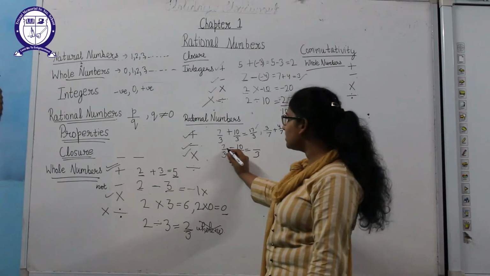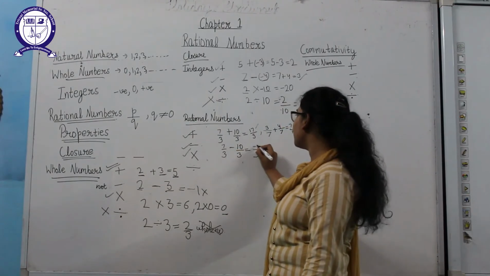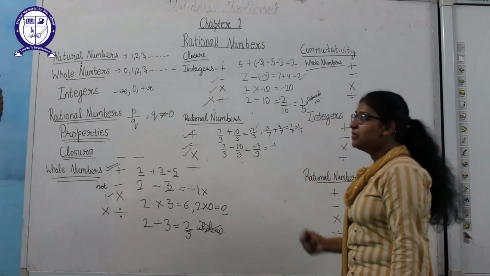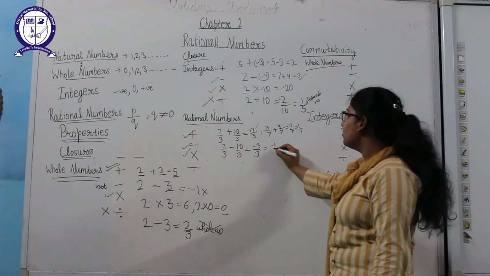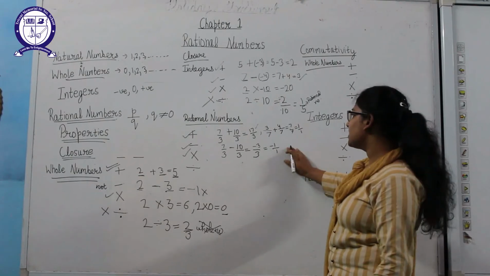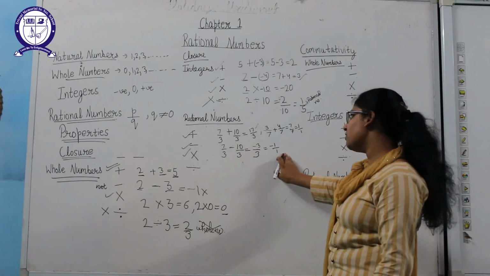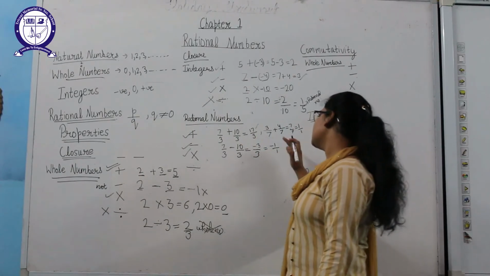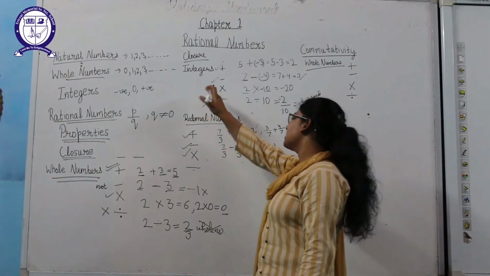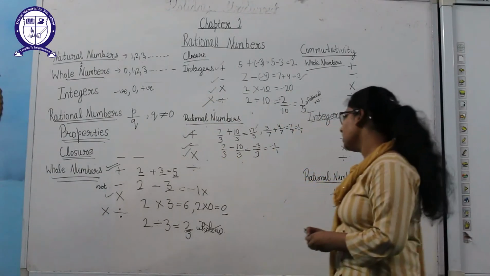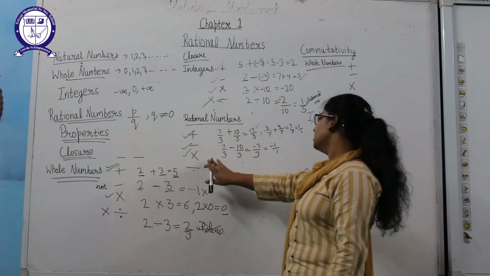Now we have to do 7 minus 10, we will get minus 3. We are getting minus 1 now, but as I told you earlier, we can put by 1, means we can take q as 1. So it will be converted to p by q form. So we can say that rational numbers are closed under subtraction. Now we will talk about multiplication.